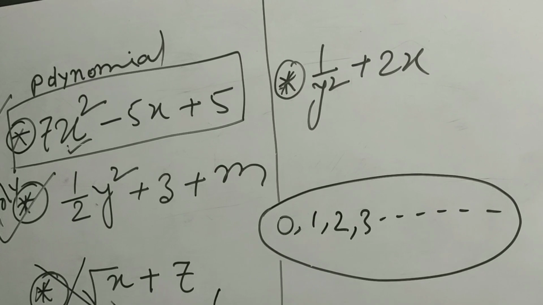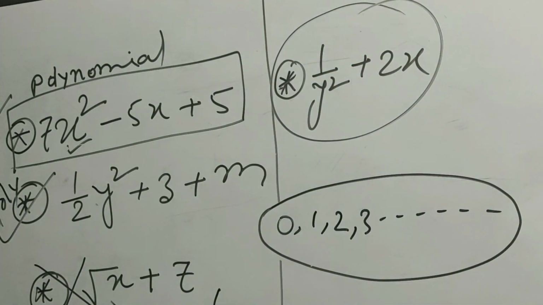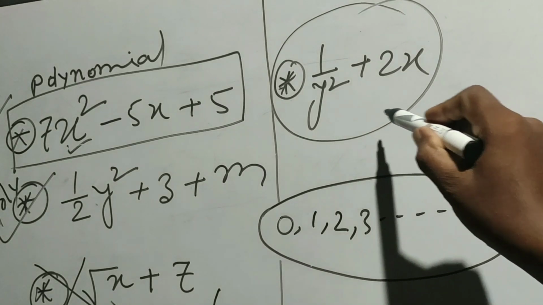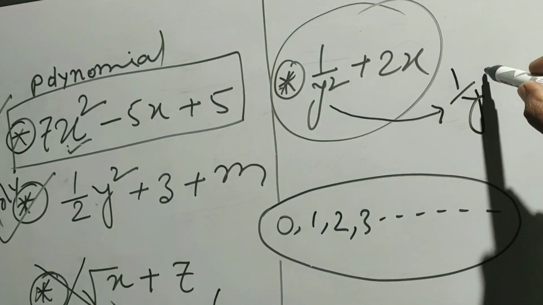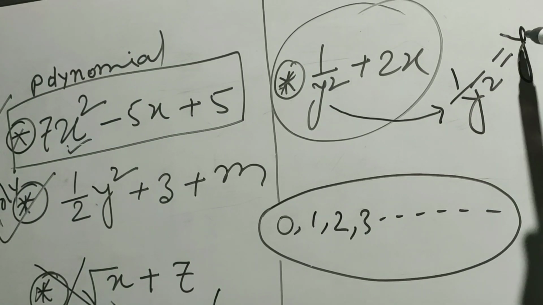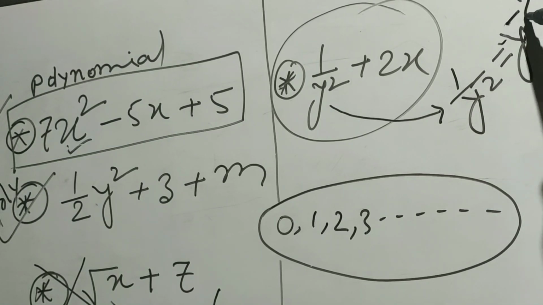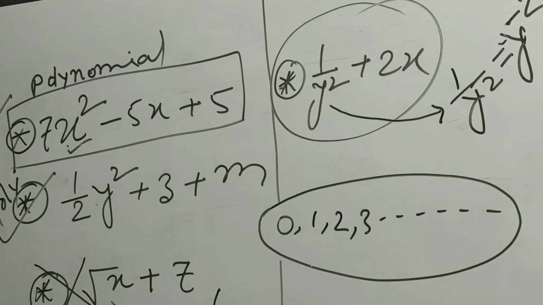In another example, here you see what is the power of y. If I convert 1 by y square, then we can write y to the power minus 2. Here the power of y is minus 2, which is not a whole number. That's why it is also not a polynomial.